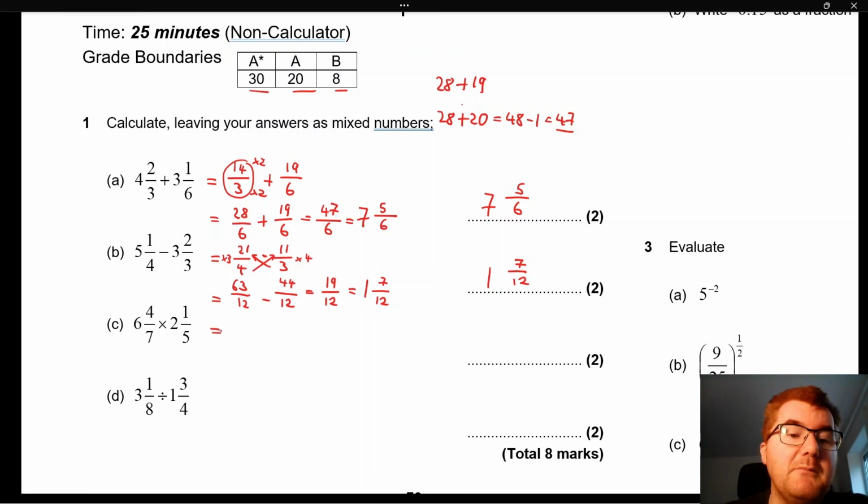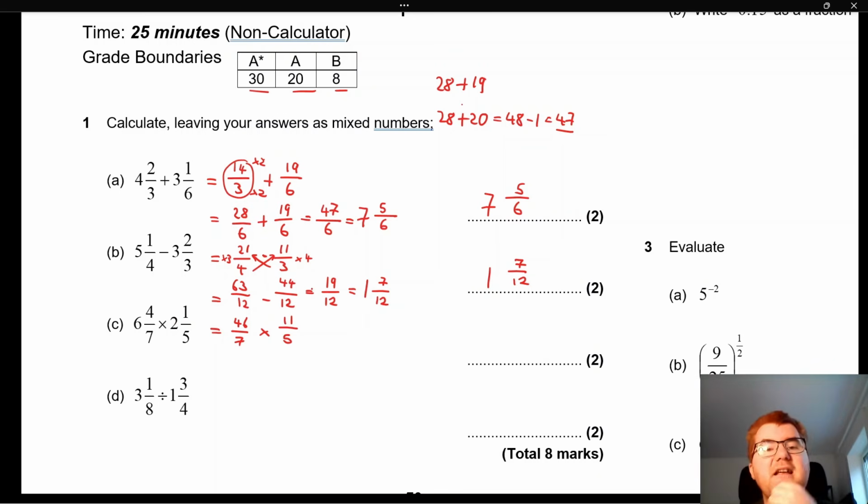Multiplying fractions, again, we still do the same, changing the fraction to an improper fraction. So we have 7 times 6 is 42, plus 4 is 46, so 46 over 7. We're going to multiply by this one here. So 5 times 2 is 10, 10 plus 1 is 11, so we get 11 over 5.